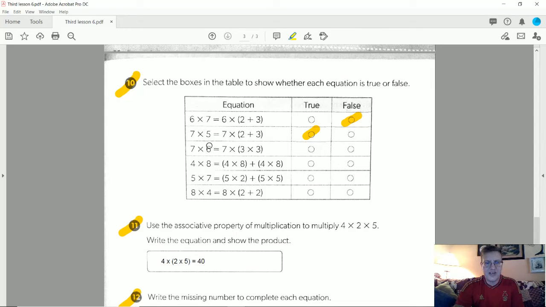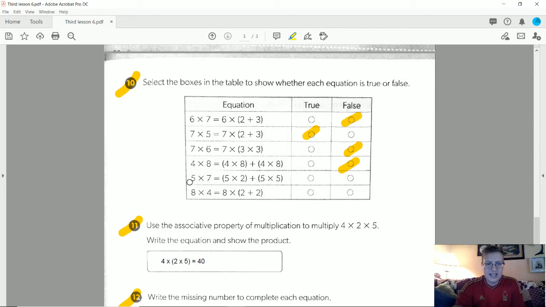The third one, 7 times 6, equals 7 times 3 times 3. The answer to 3 times 3 is 9. So 7 times 6 and 7 times 9 are not the same thing. The next one, 4 times 8 equals 4 times 8 plus 4 times 8. That would probably give us, technically, 4 times 16, or twice the answer to 4 times 8. So that is going to be false.